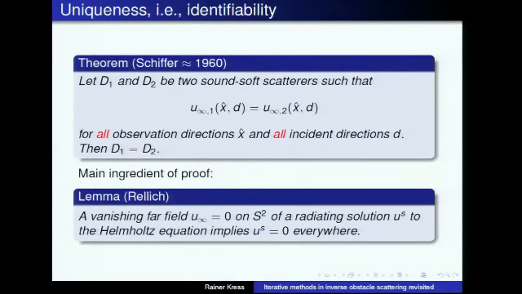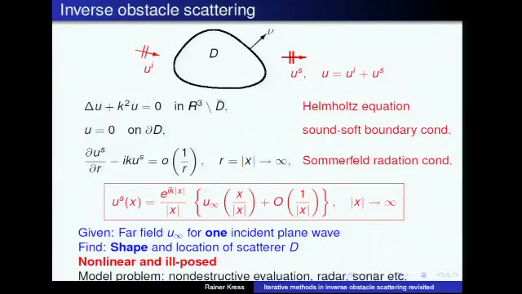The main ingredient of the proof is Rayleigh's lemma, which tells us that if the far field pattern vanishes, then the corresponding radiating solution to the Helmholtz equation has to vanish everywhere. And this is a very strong theorem because what I've written down here actually is the first term of an asymptotic expansion with respect to 1 over x.